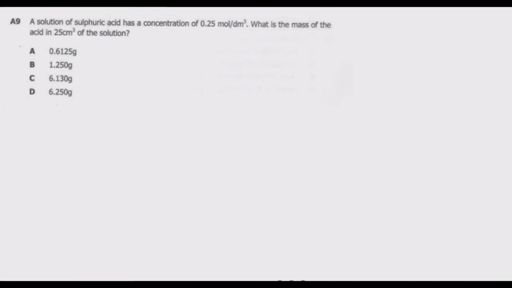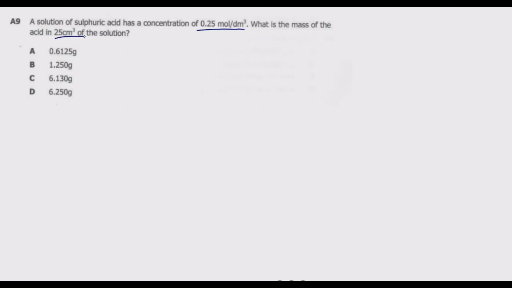Let us look at question 9. A solution of sulfuric acid has a concentration of 0.25 moles per decimeter cubed. What is the mass of the acid in 25 centimeter cubed of the solution?